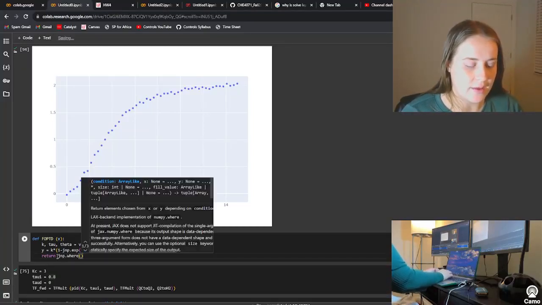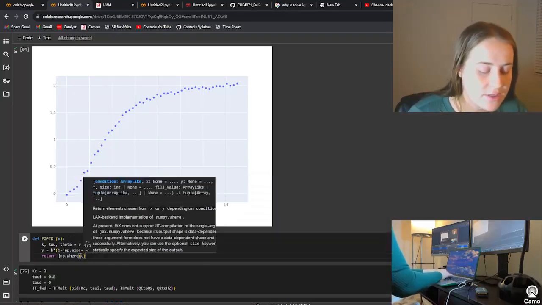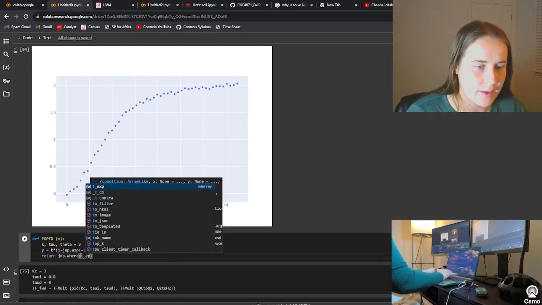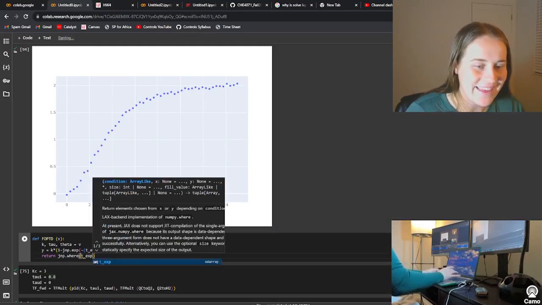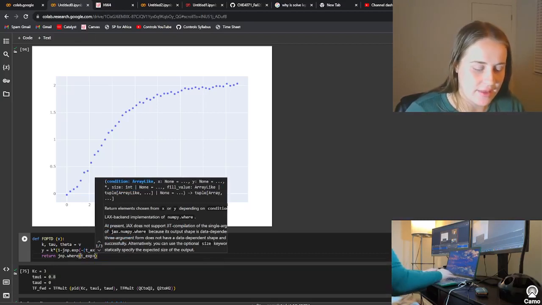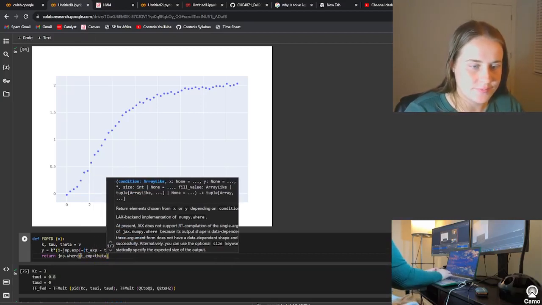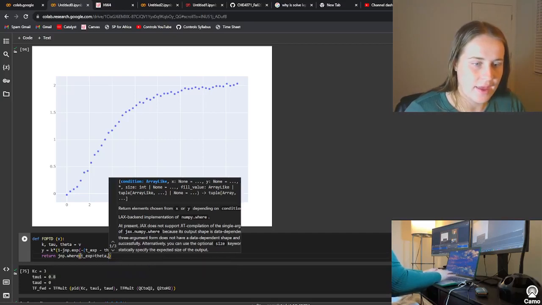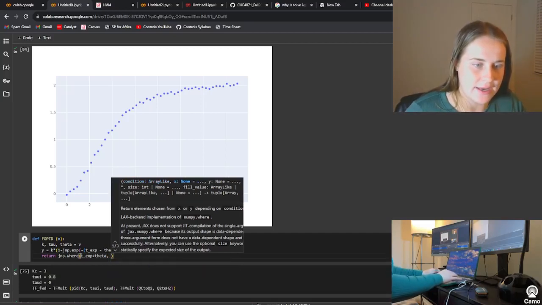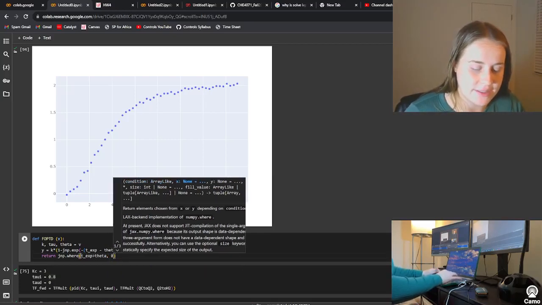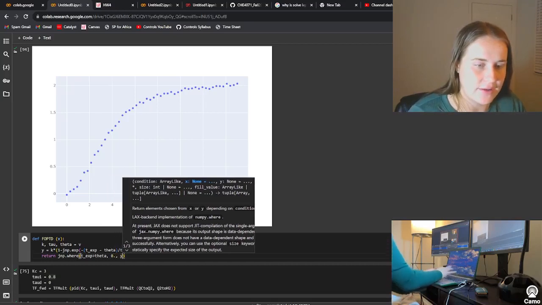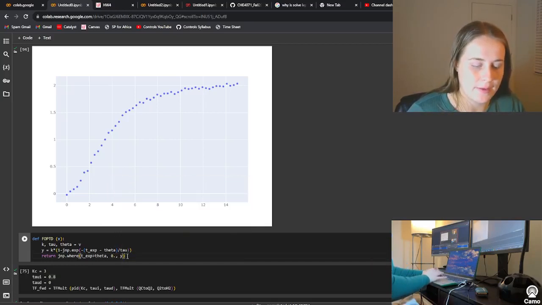our time experiment or time is greater than our theta, and if it's not, then it'll input 0. If it is, it'll input y. So we got that.